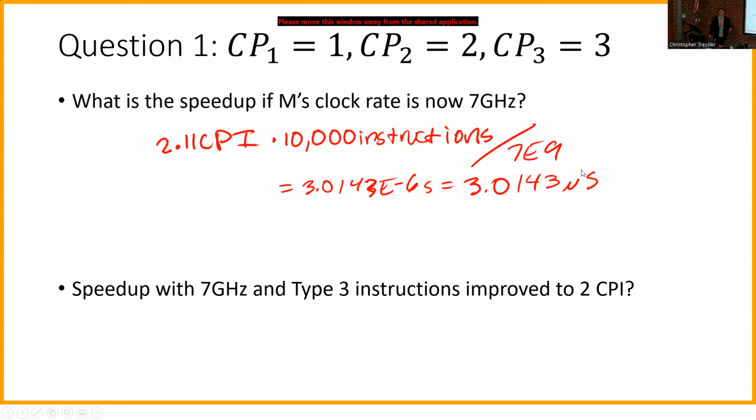So now how do we find speedup? Do we take the old result and put it over the new result, or do we take the new result and put it over the old result?